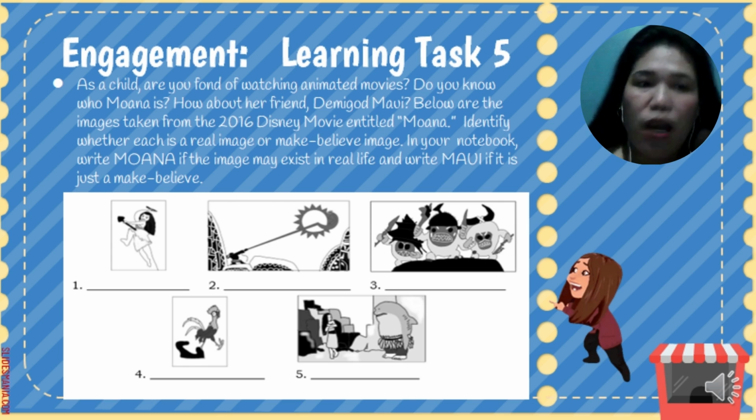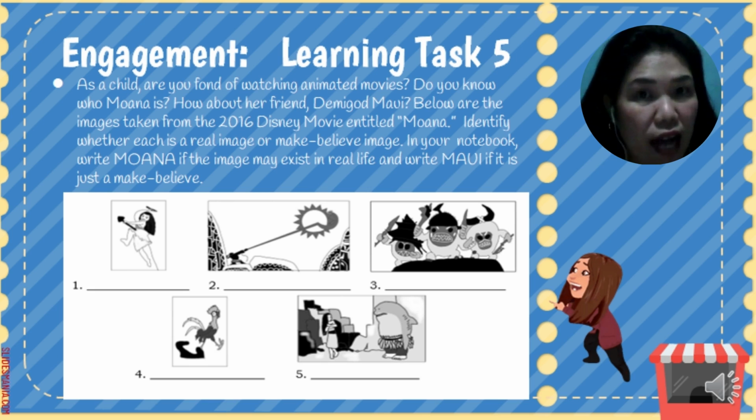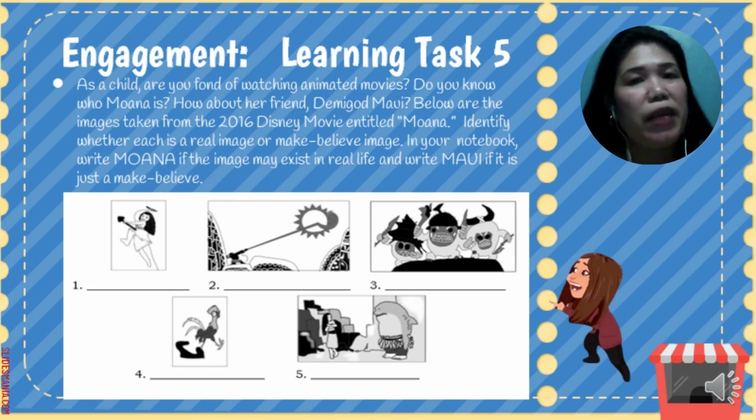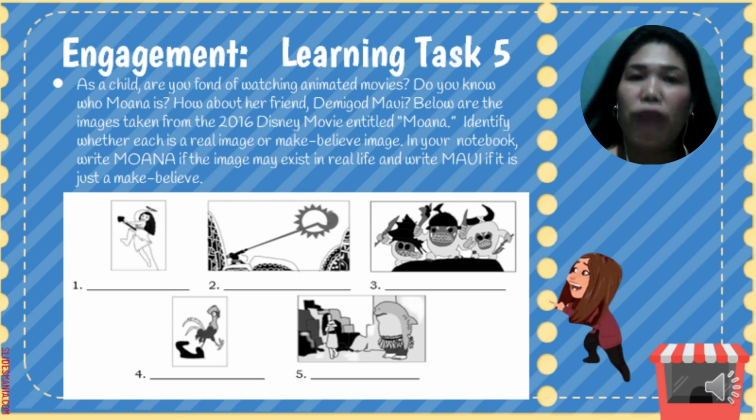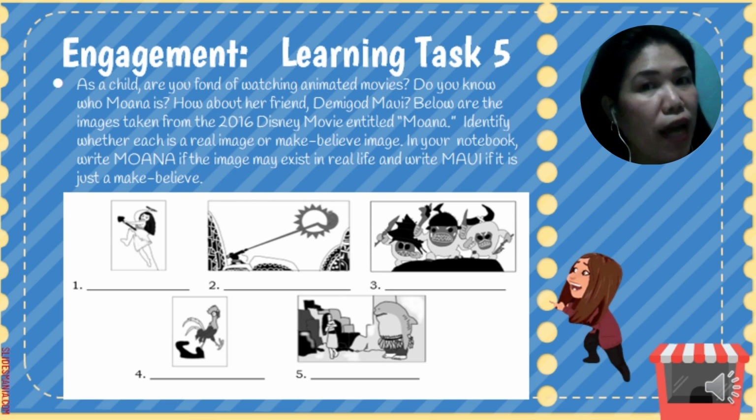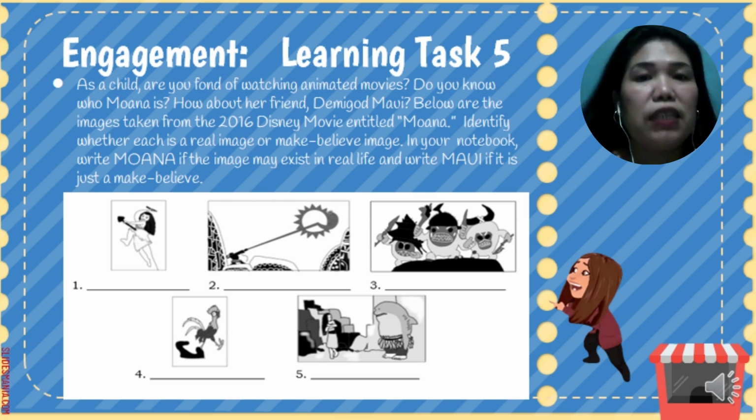So identify whether each is a real image or a make-believe image. In your notebook, you will write Moana if it may exist in real life, it is a real image, and you will write Maui if it is just a make-believe image. Again, you will write Moana if it is a real image, or you will write Maui if it is a make-believe image.